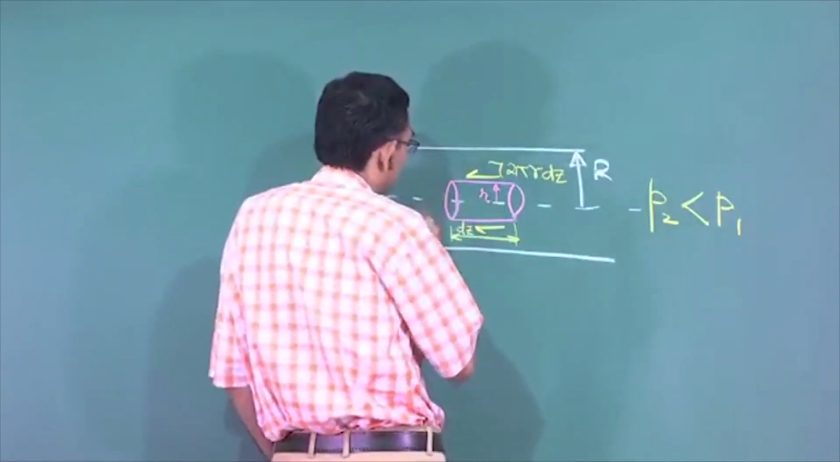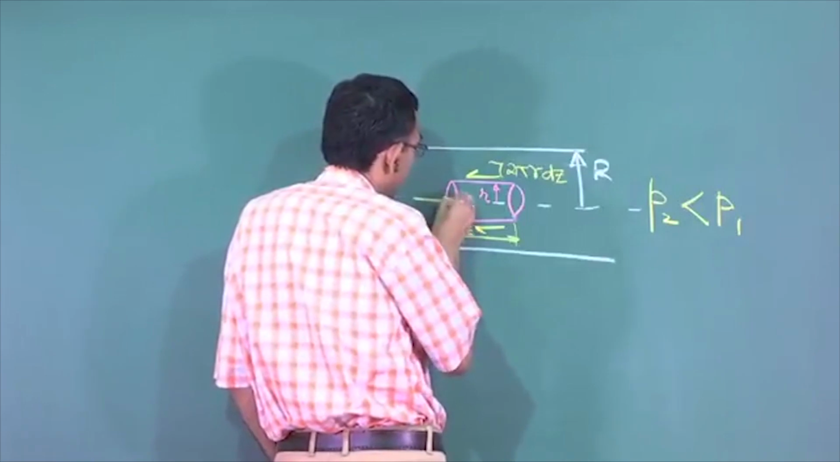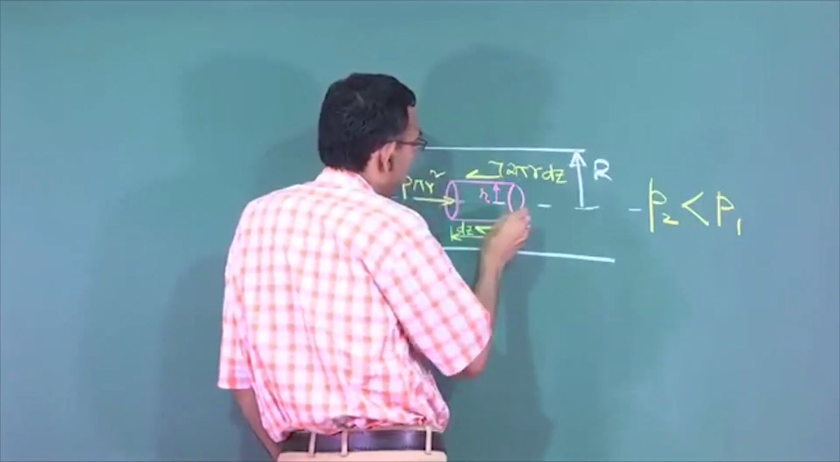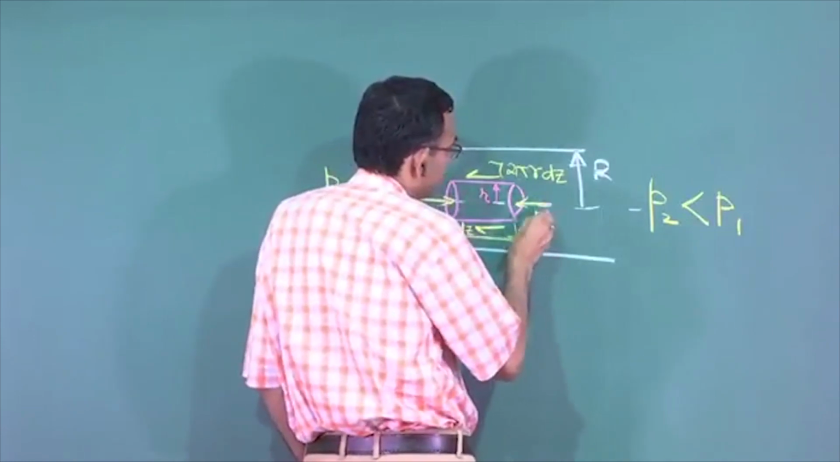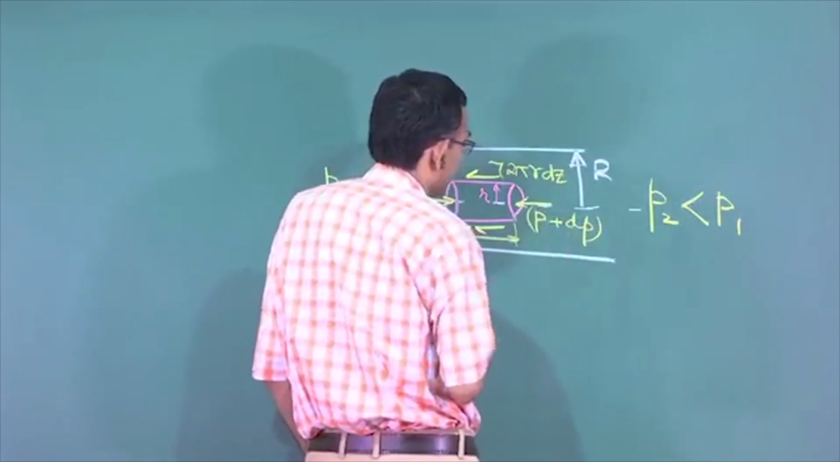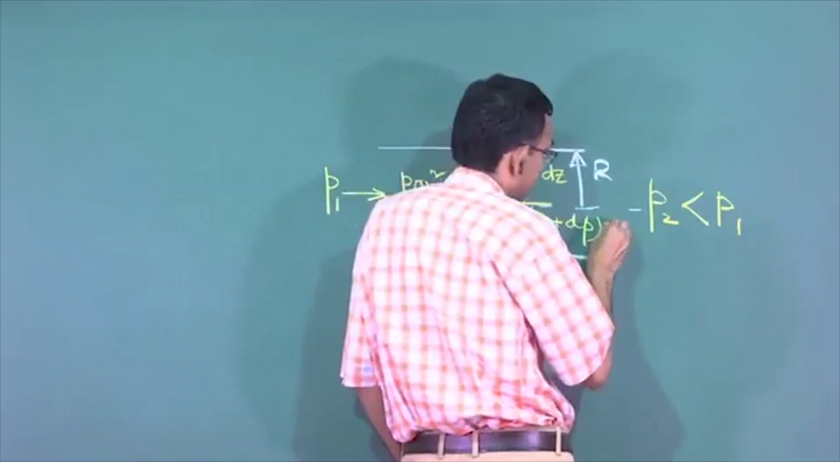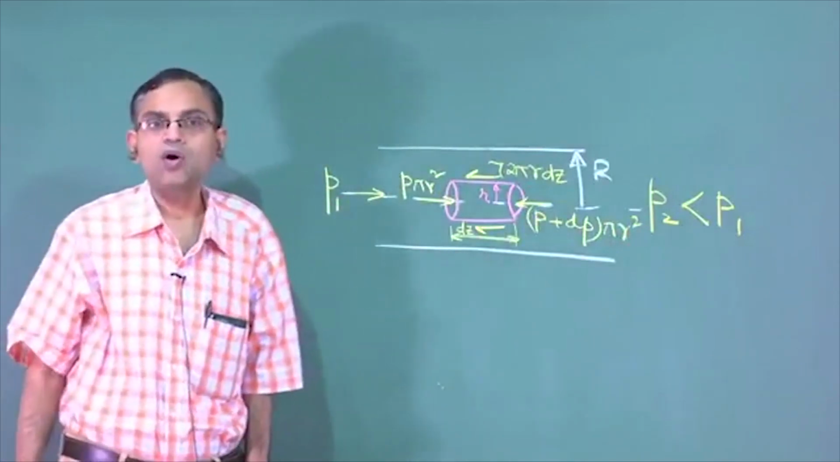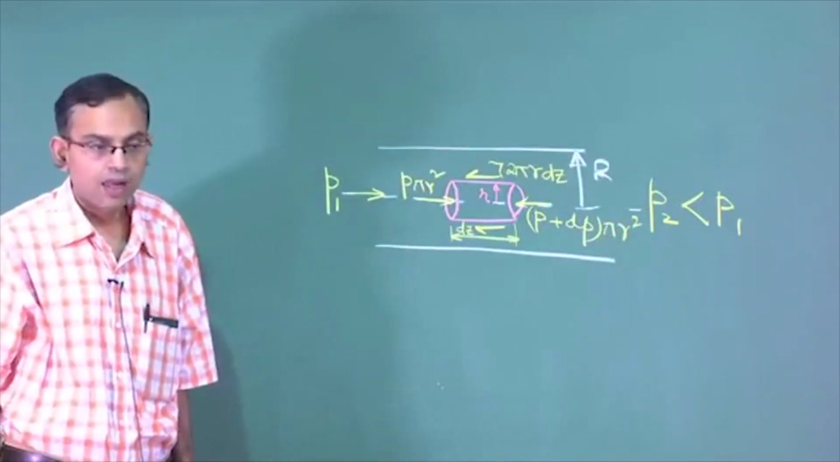Then there will be a force due to pressure gradient. Here the force is P into pi r square, here it is P plus dP into pi r square. Now the question is, are all those forces balanced?